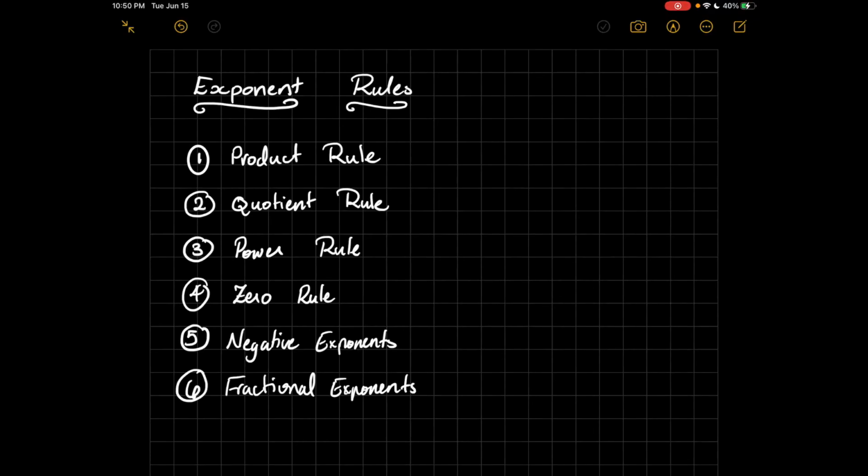In this video, we're going to be talking about exponential rules. There are a few of them. We've got the product rule, the quotient rule, the power rule, the zero rule, which goes hand in hand with the identity rule, the rule about negative exponents, and fractional exponents.